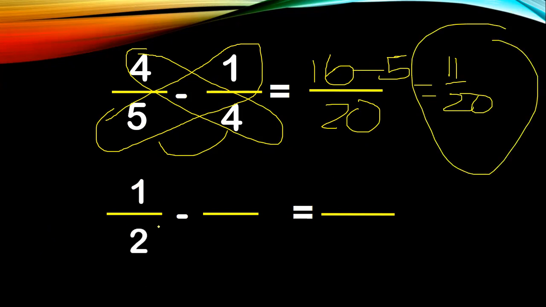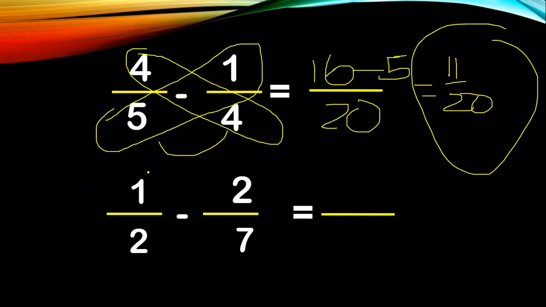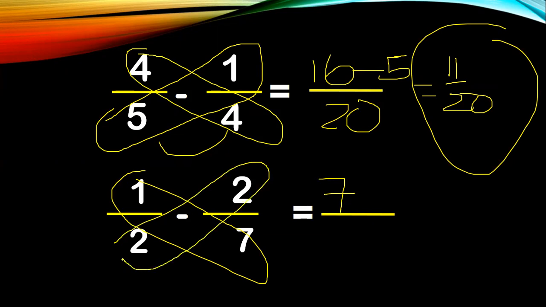Another example, let's say I have here 1/2 minus 2/7. Same with addition, you just have to multiply the numerator of the first fraction to the denominator of the second fraction, and that is 1 times 7, and that is 7. And then multiply the denominator of the first fraction to the numerator of the second fraction, that is 2 times 2, and that is 4. Copy the operation of subtraction, and then multiply the denominators.